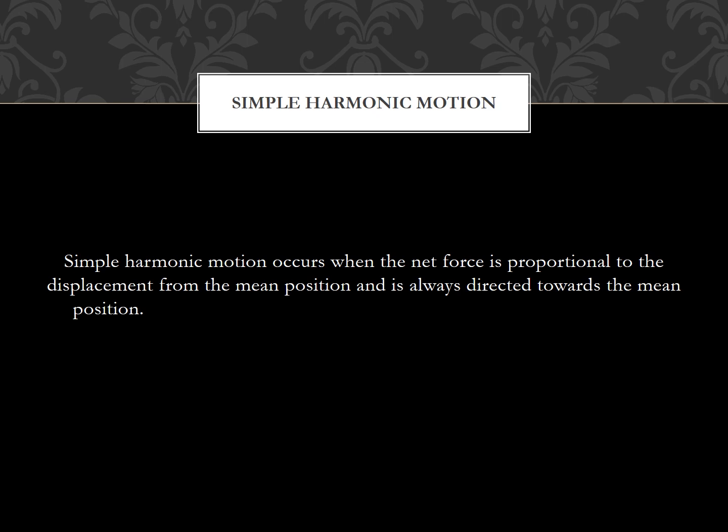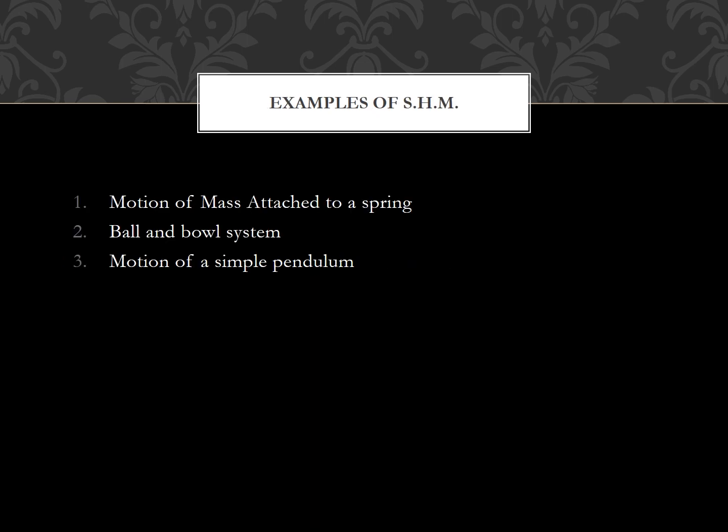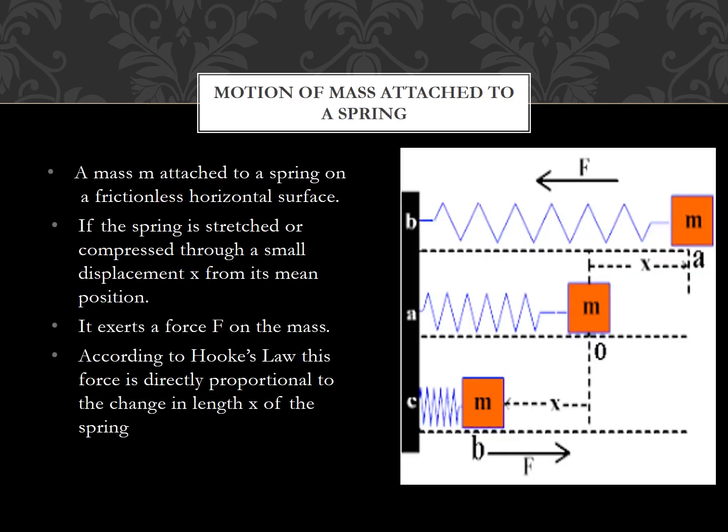In order to understand simple harmonic motion, we are going to discuss a few examples in detail: the motion of a mass attached to a spring, the ball and bowl system, and the motion of a simple pendulum. Now we will discuss them individually in detail. I will discuss the first example, that is the mass attached to a spring system.